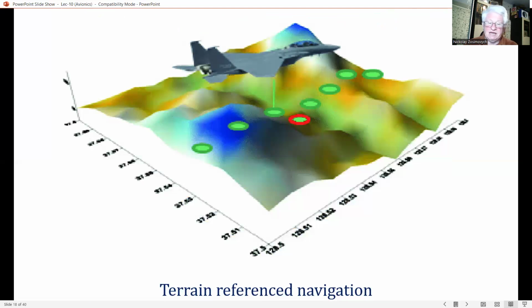Terrain Reference Navigation System, TRN. The Terrain Reference Navigation System derives the vehicle's position by correlating the terrain measurement made by a sensor in the vehicle with the known terrain feature data in the vicinity of the estimated position. The terrain feature data is obtained from a stored digital map database.